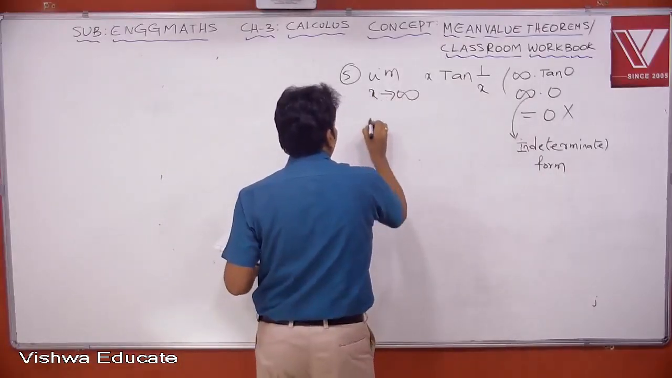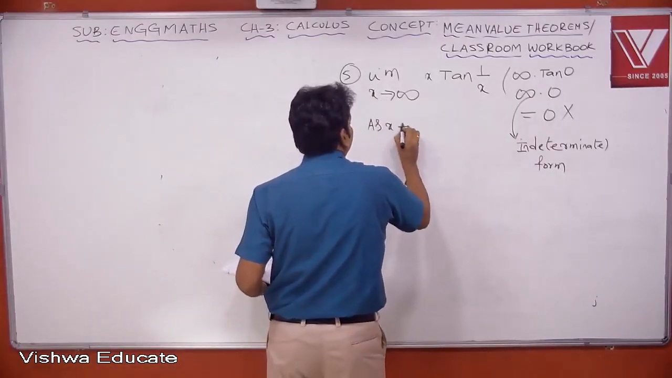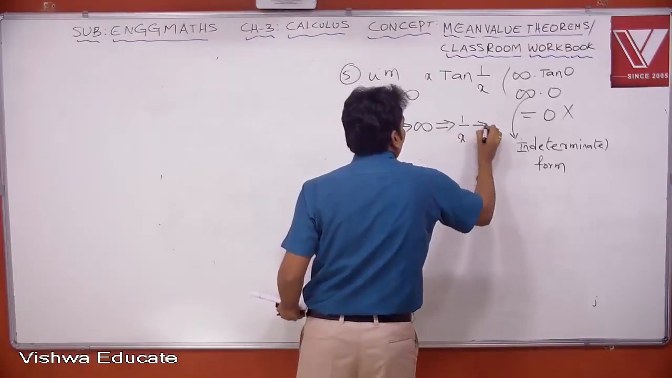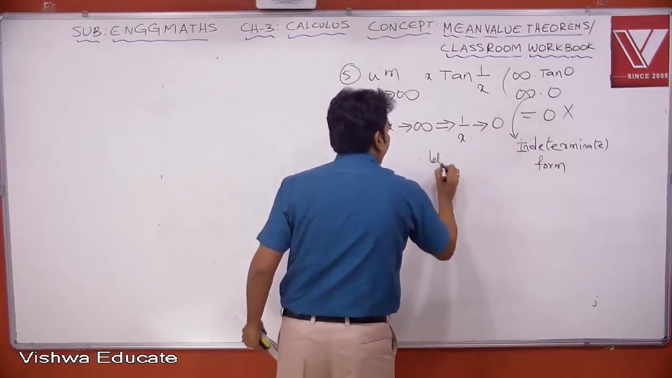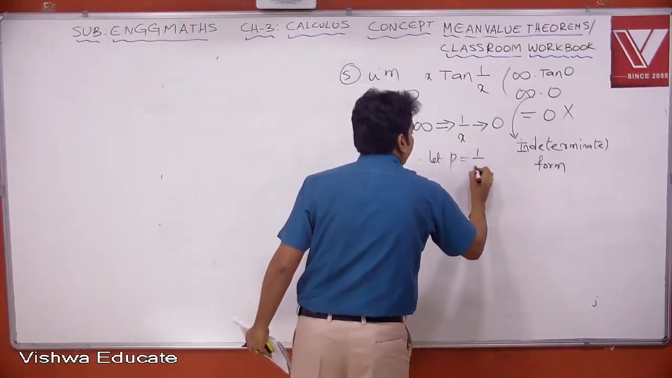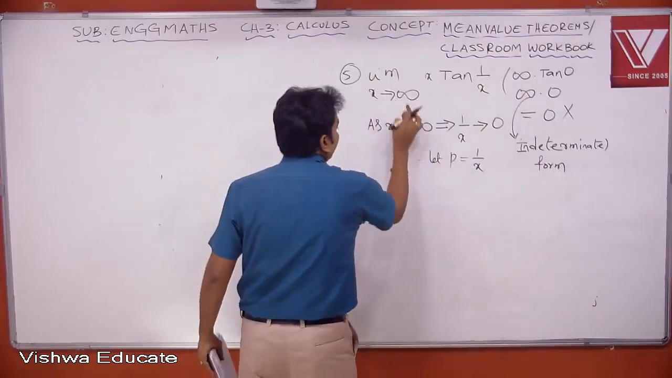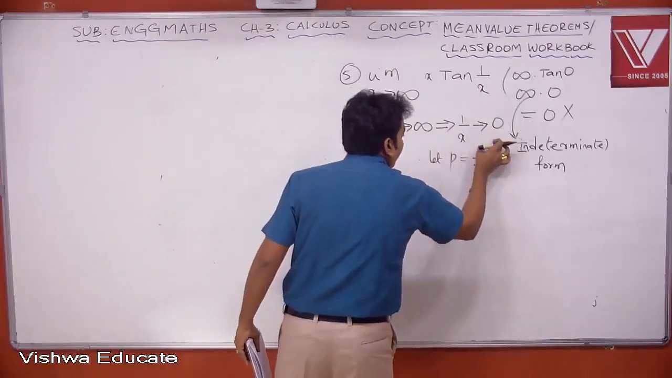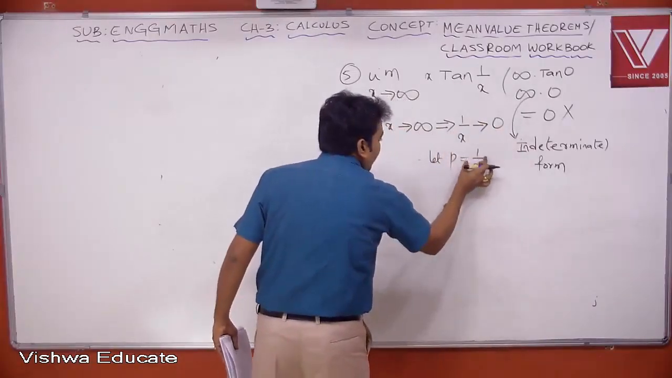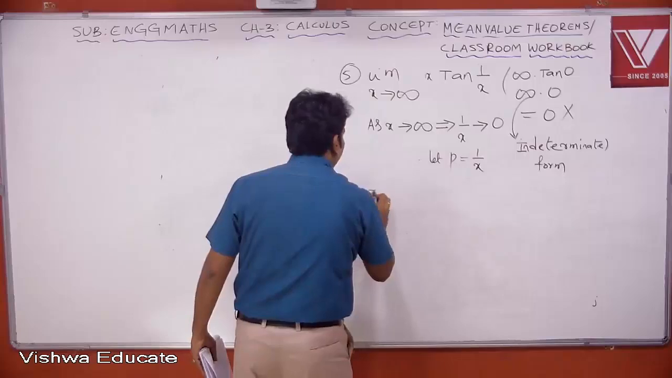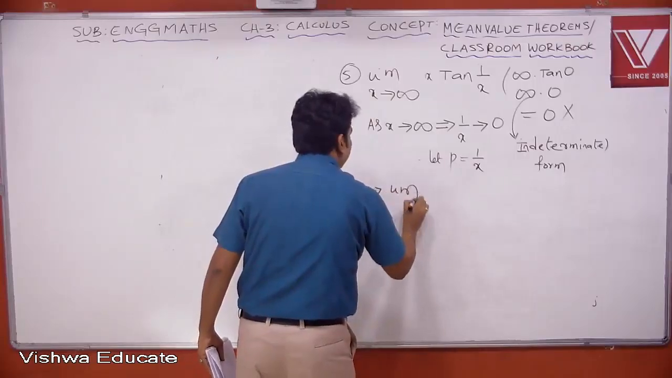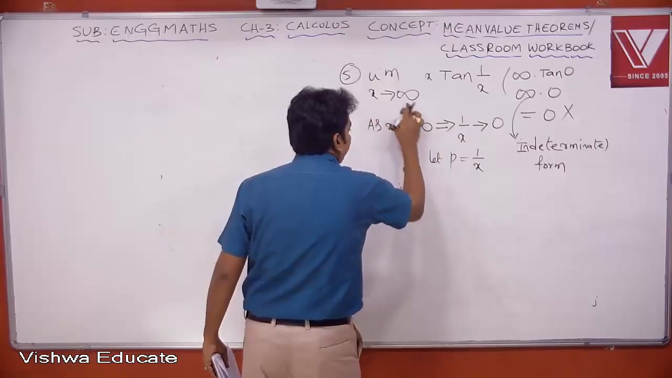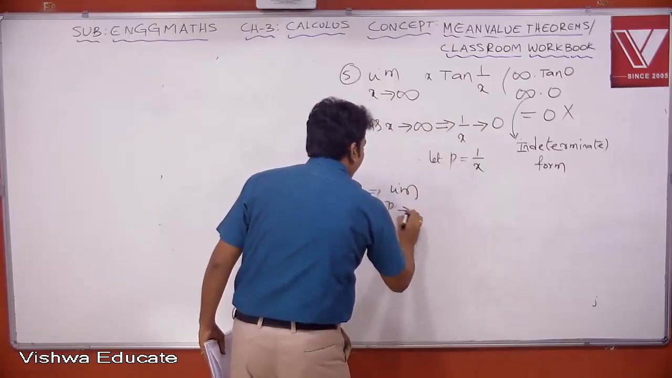So here as x tends to infinity, 1 by x tends to 0. So I take p equal to 1 by x. Therefore, whenever x is reaching infinity, 1 by x is slowly reaching 0. I assume that 1 by x is p. Therefore, this limit will be equivalent to limit, not x tends to infinity, but p tends to 0.